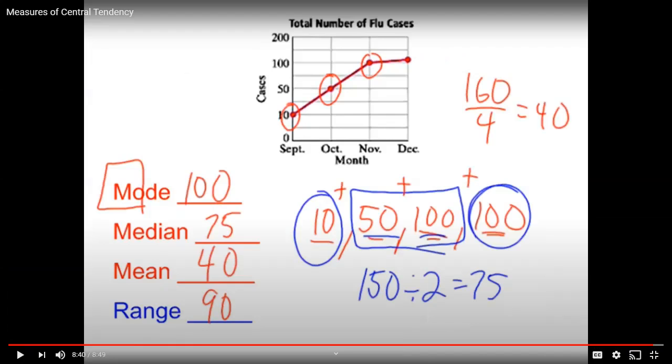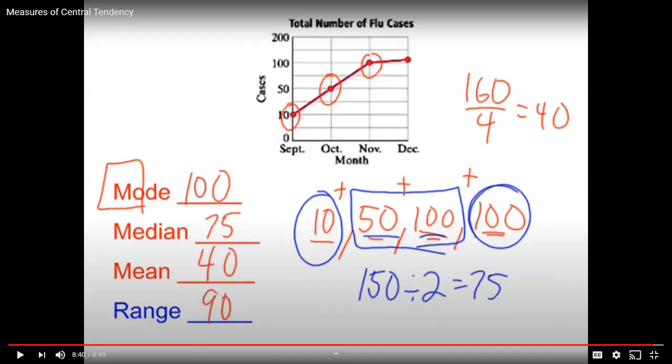Okay, I'm just going to take a minute to go back over the mode, median, mean, and range to make sure that you understand how to get the mode, the median, the mean, and the range. Let's look at this example right here. That's the mode. The mode is the number that appears more than once.